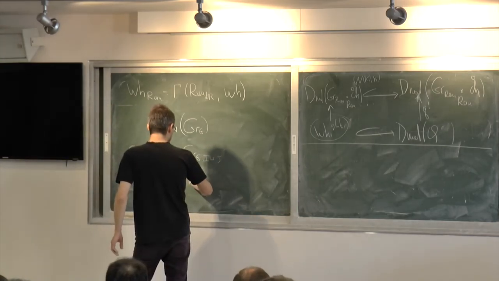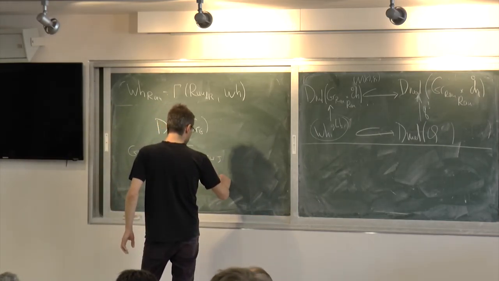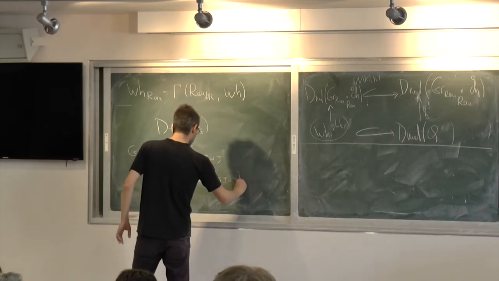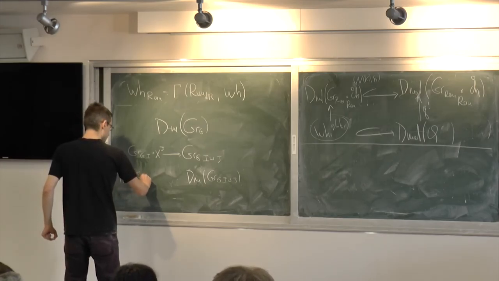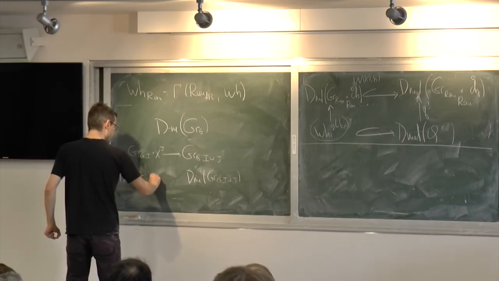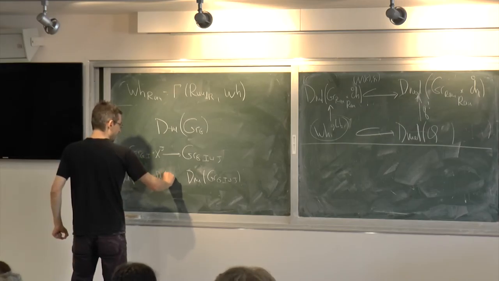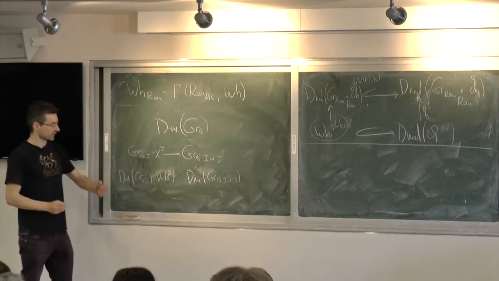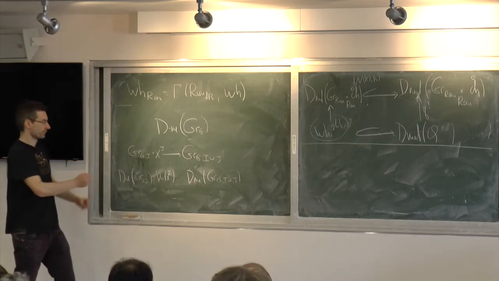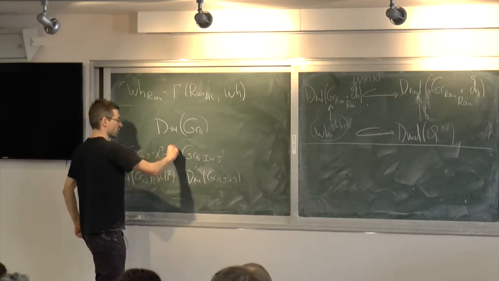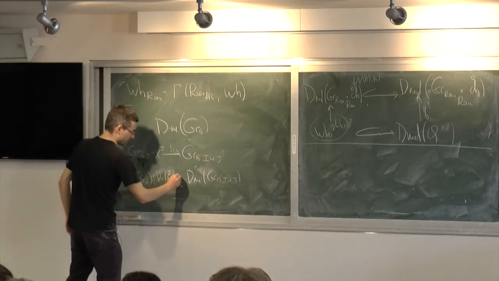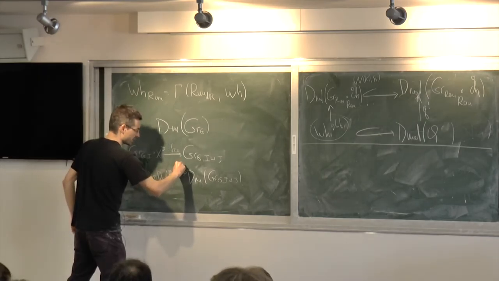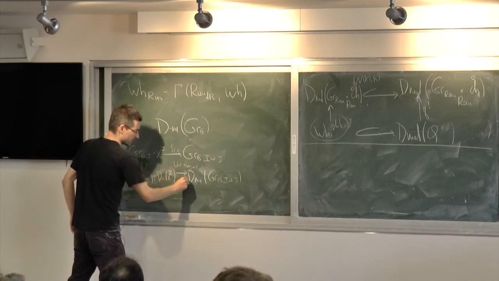So now if you take these categories, D-modules on Grassmannian I union J, and here we have D-modules on Grassmannian I, which I'll specifically write tensor D-modules on X to the J, which is the same as D-modules on the product. These categories are related by, let me call it delta IJ, a pair of adjoint functors. Here we have the left adjoint, which is direct image, de Rham, and shriek pullback.